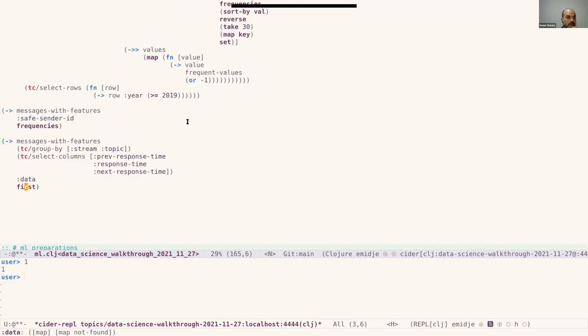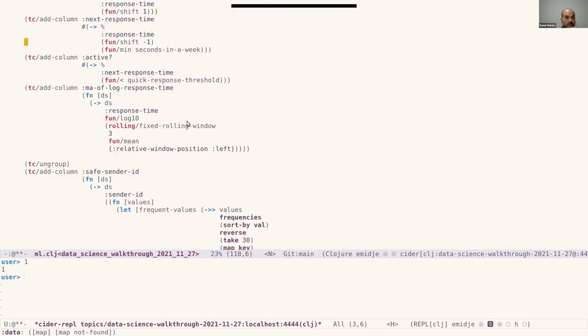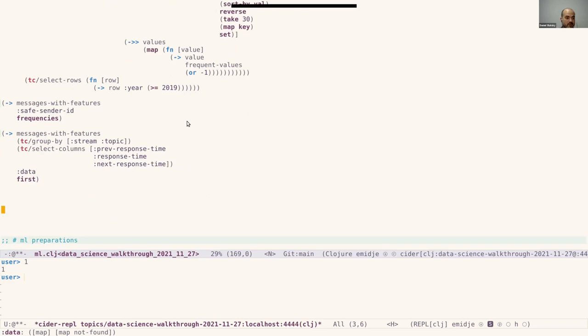Right, so these were some columns we are computing. So that is the setup, and we got a little taste of Tablecloth and dtype-next. I know it is a little bit quick because it is not the topic of today, but I hope it gives a little taste of those initial steps of setting up a machine learning problem we're going to look into.